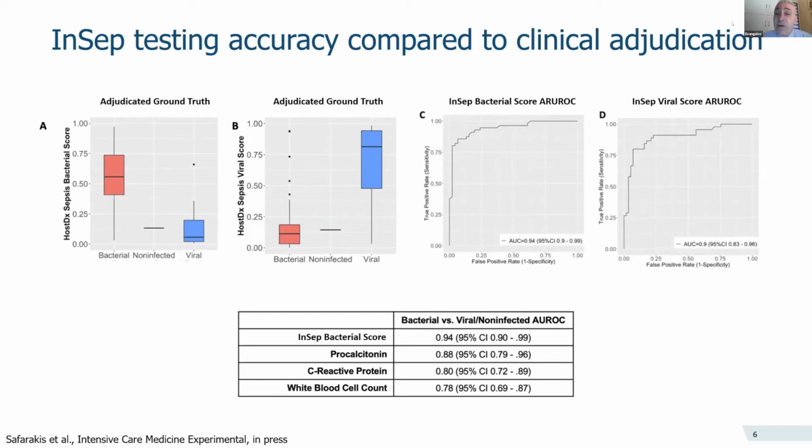And if you compare the area under the curve of the INSEP assay to discriminate bacterial from non-bacterial infection, you see that the area is higher than PCT, it's better than CRP, and it's better than the traditional white blood cell.